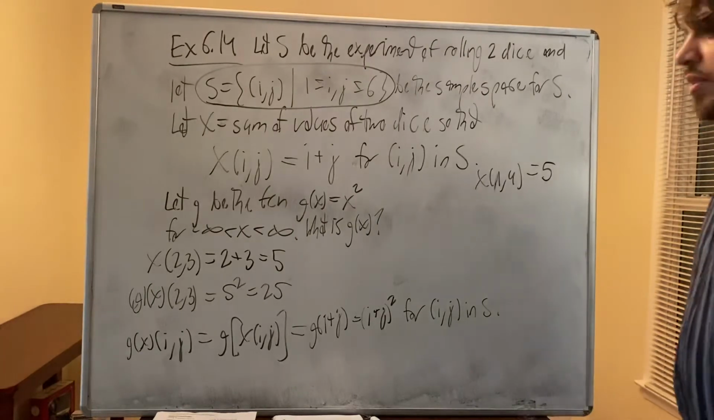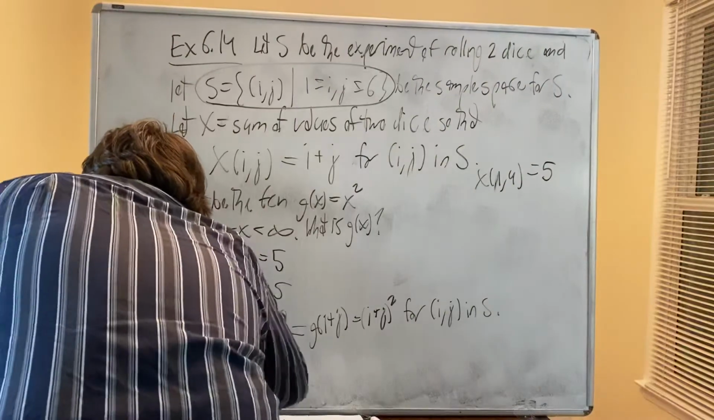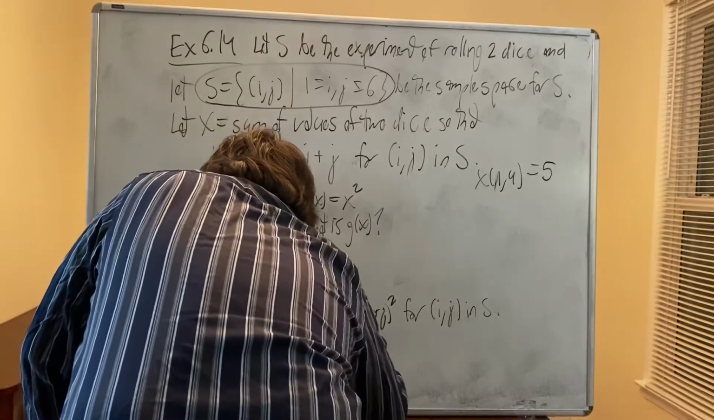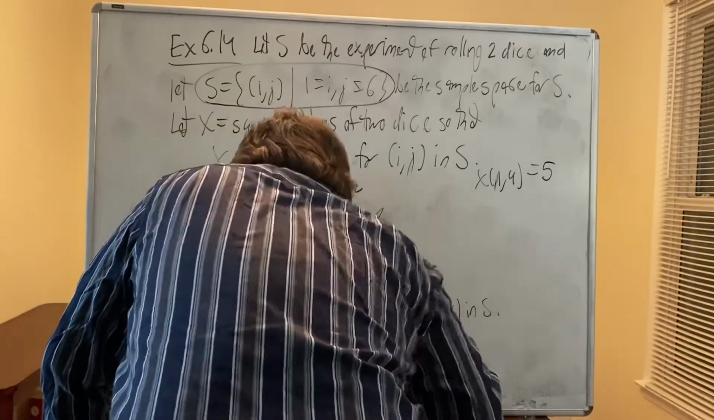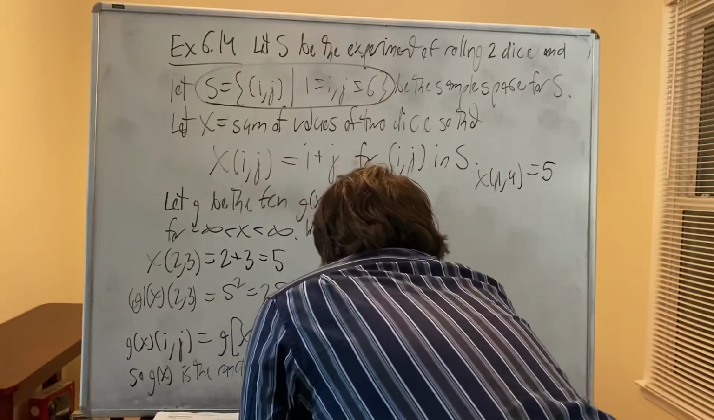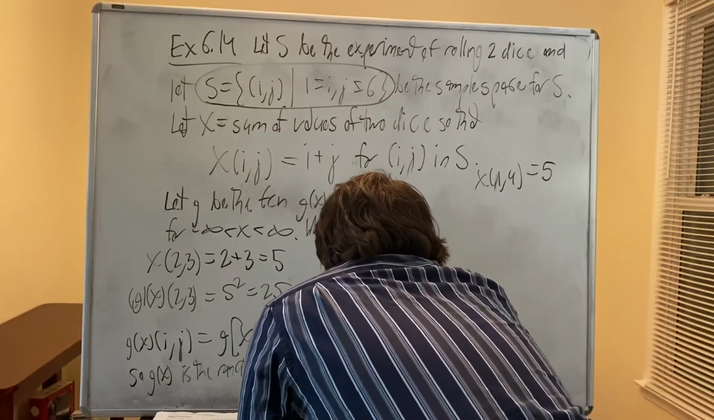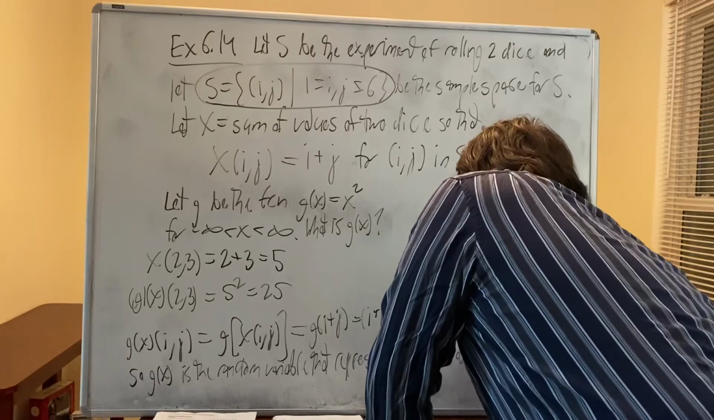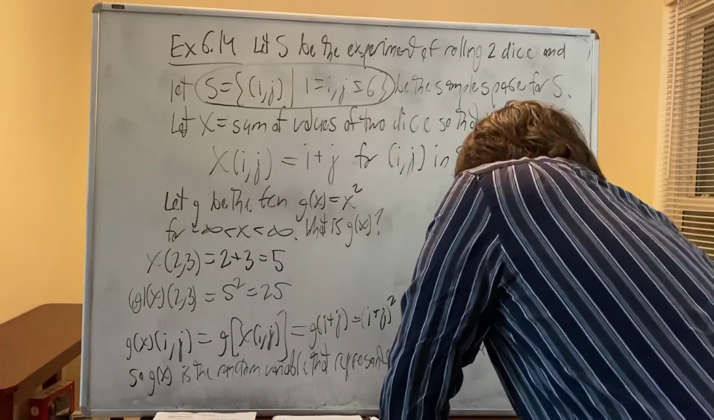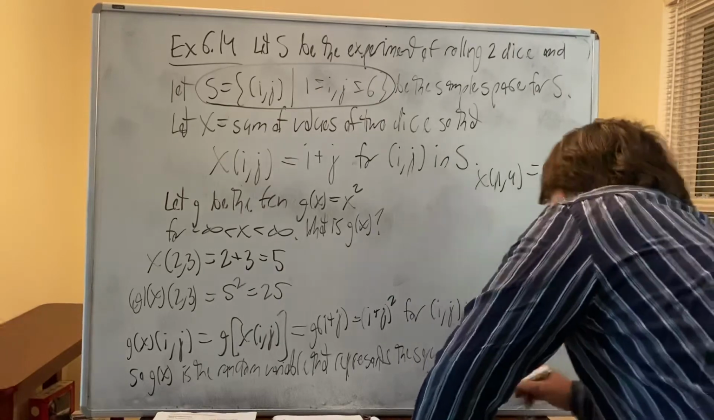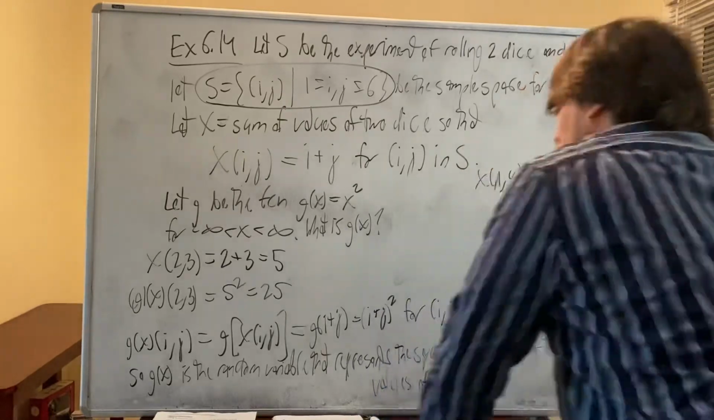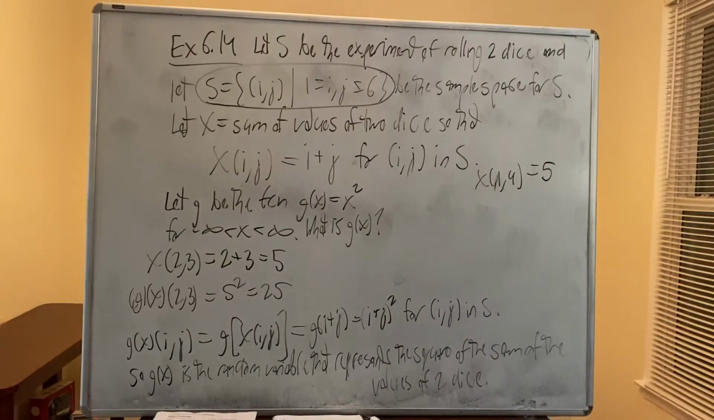Okay, so g of x is the random variable that represents the square of the sum of the values of the 2 dice. Okay, so g of x is the random variable that represents the square of the sum of the values of the 2 dice.